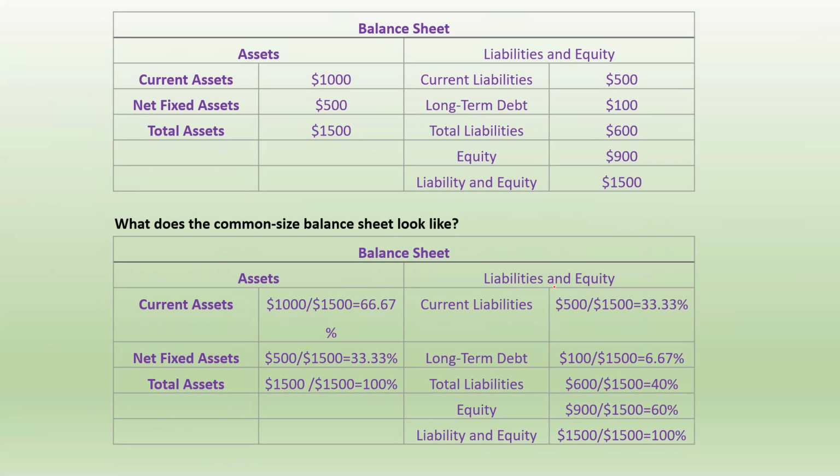So we found that current assets account for 66.67% of total assets. Net fixed assets account for 33.33% of the total assets. Current liability accounts for 33.33% of the total assets. Long-term debt only accounts for 6.67% of the total assets. Finally, we found the total liability accounts for 40% and total equity accounts for 60%. Those two add up to 100%.